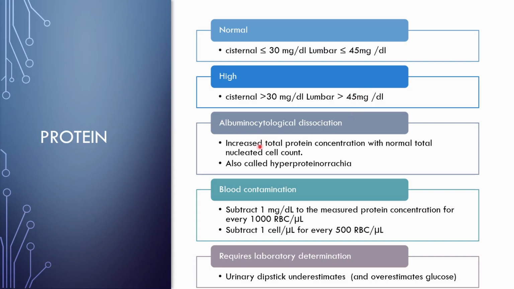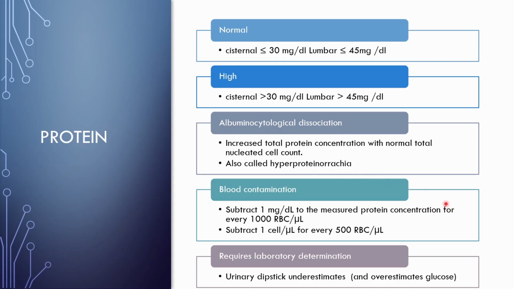And when we have an increased total protein with a normal total nucleated cell count, then we call that albuminocytological dissociation, which is also called hyperproteinorrachia. I think that's how you say that. That's probably the more correct term, but I have to say I never hear anybody saying that particular term. Most of us say albuminocytological dissociation.